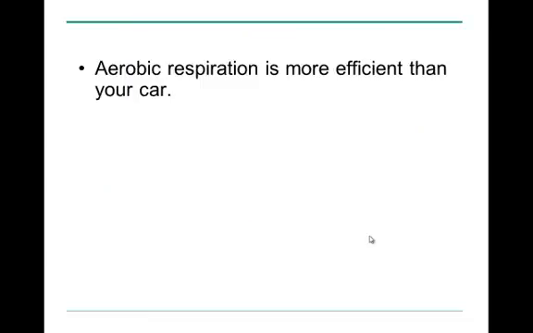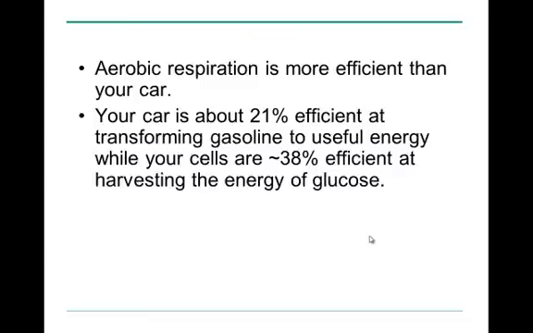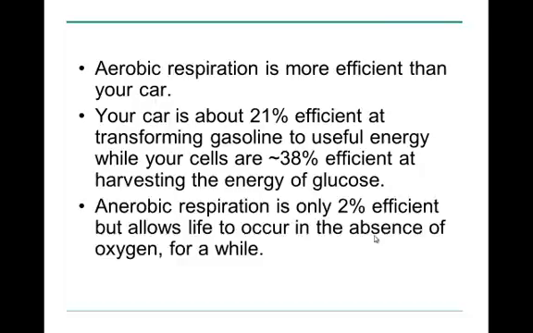Aerobic respiration is more efficient than your car. Your car is about 21% efficient at transforming the energy in gasoline into motion, while your cells are about 38% efficient at harvesting the energy of glucose and transforming it into ATP that can do useful cellular work. Anaerobic respiration is only 2% efficient, but it does allow life to occur in the absence of oxygen for a while at any rate.